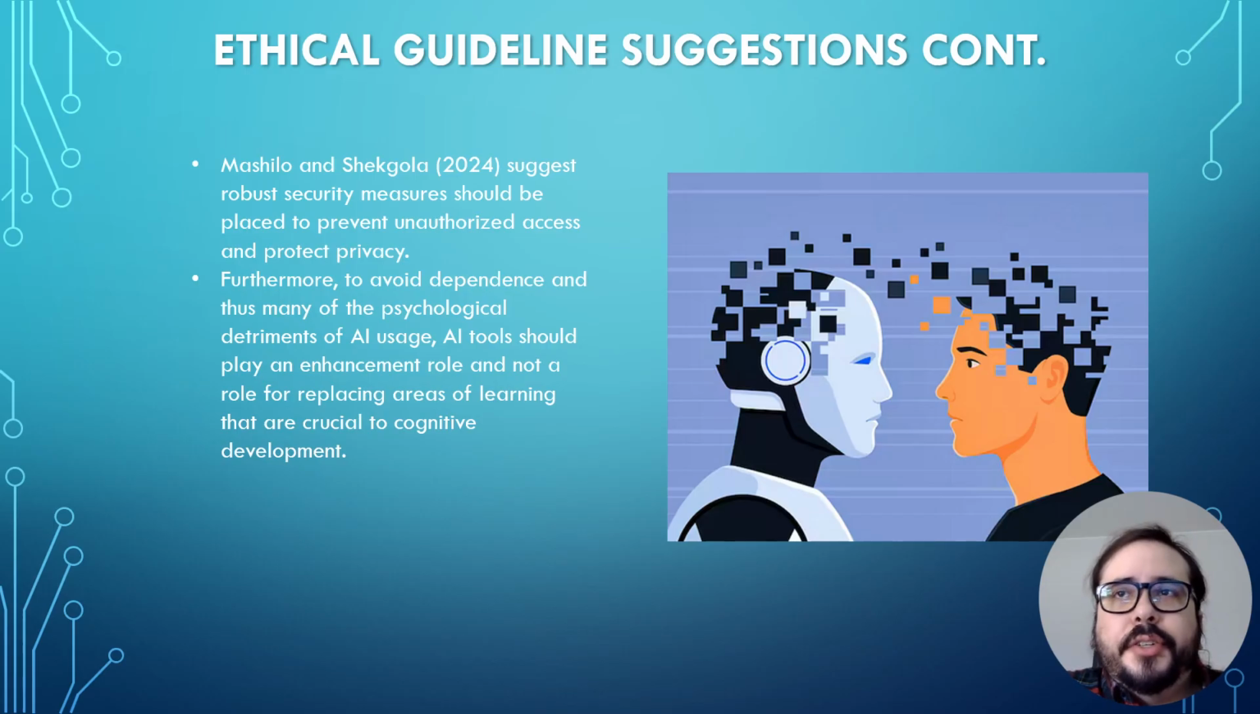Another consideration involves data. One study suggests that security measures should be taken to prevent unauthorized access and protect privacy. This also involves following already established data policies such as the HIPAA Act, Health Information Portability and Accountability Act, as well as the Protection of Personal Information Act. These are all things that need to be followed when AI is used and implemented in the e-learning environment.